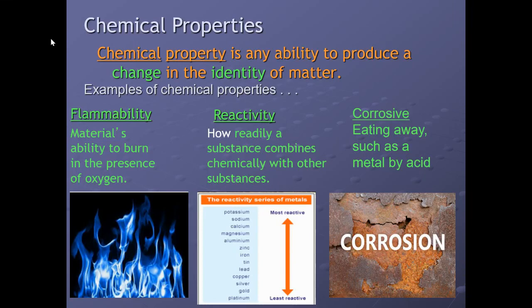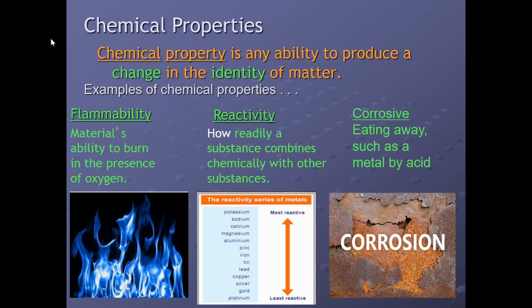And so we talked about physical properties and physical changes. Now let's talk about chemical properties. So, a chemical property is any ability to produce a change in the identity of matter, right? So, this is if you're going from like H2O to H2O2, you're actually changing the identity of the matter, right? So, like I said earlier, H2O is water, but when you add that extra oxygen to it, you get H2O2, that becomes hydrogen peroxide, right? So, you change the whole identity of the matter.